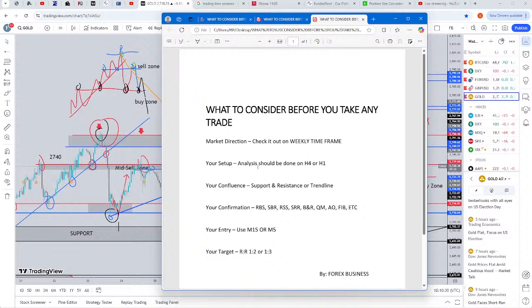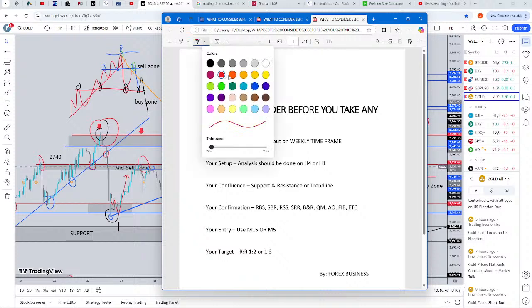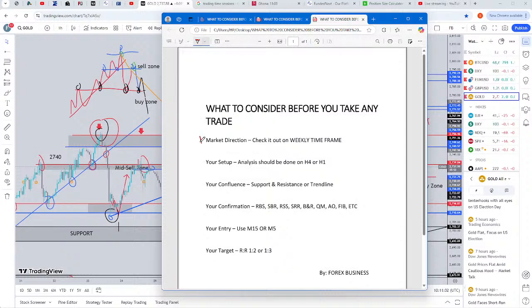Can you see that? Over here, I wrote what to consider before you take any trade. Guys, do you see it? What are some of the things that you think we have to consider? I have a few of them. We have 1, 2, 3, 4, 5, and 6. Almost six things one must take into account before taking a trade.